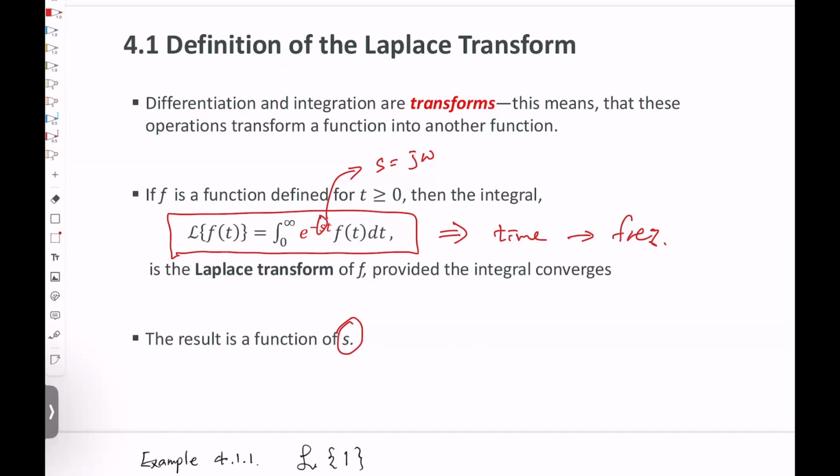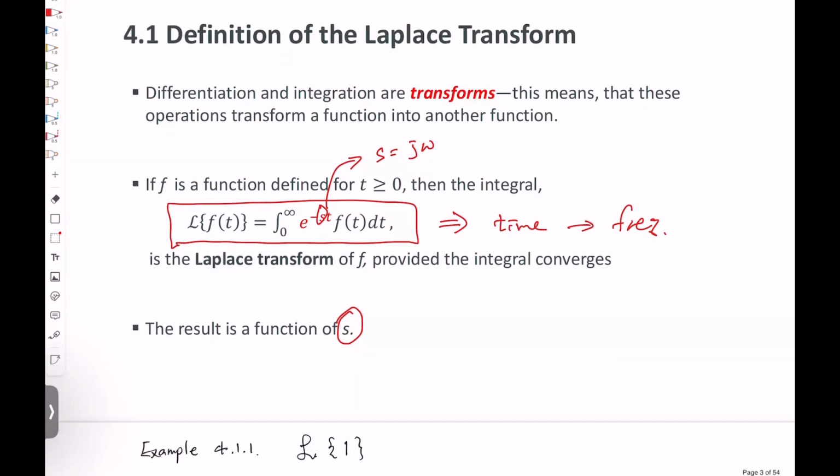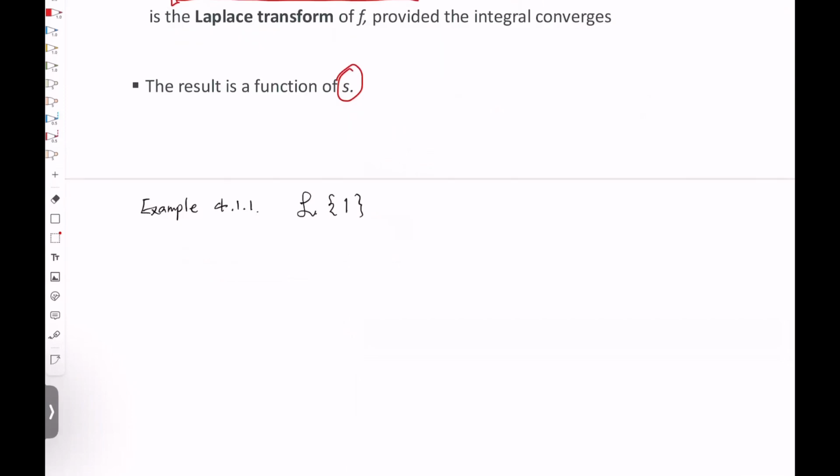This is one of the many techniques to solve differential equations. You will see in later sections that we can use this Laplace transform to solve differential equations, and it's going to be much easier than what we learned in chapter 3. Let's find the Laplace transform of 1, just using the definition. From the definition, the Laplace transform of f of t equals the integral from 0 to infinity of e to the negative st f of t dt.